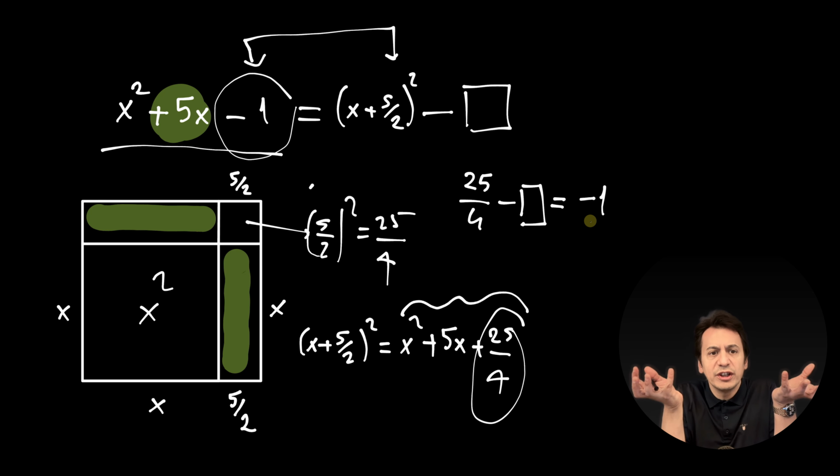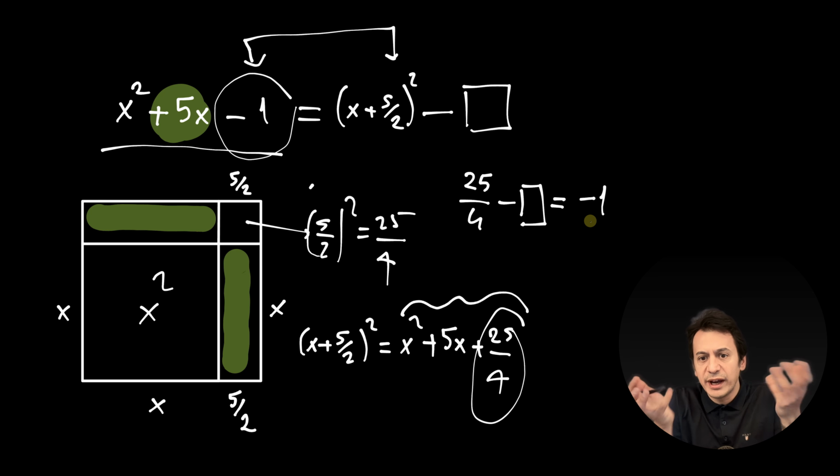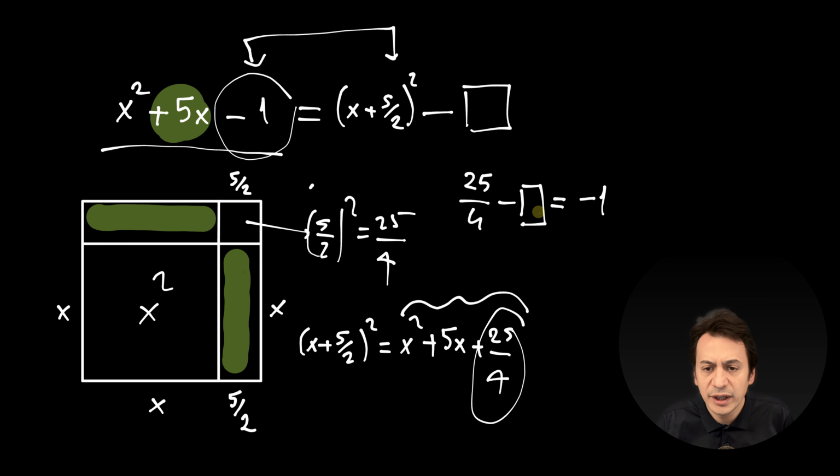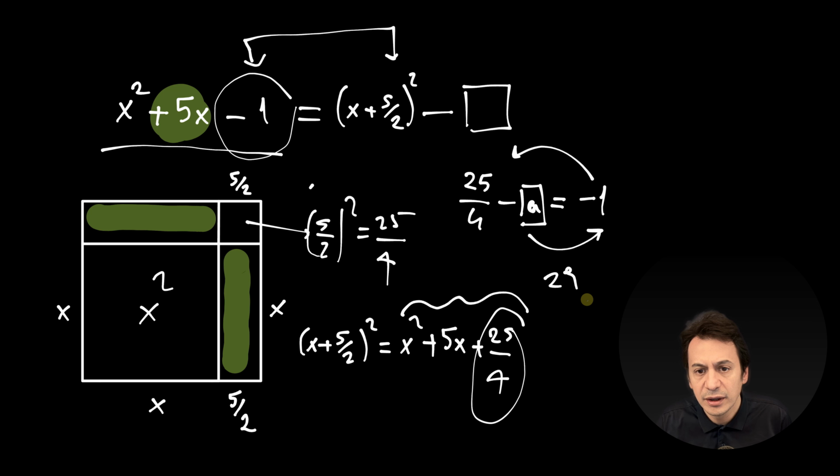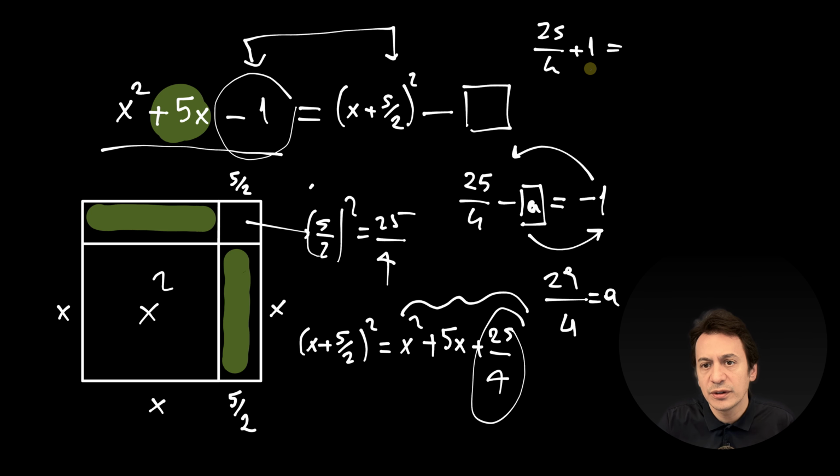So the equation is corrected. Okay, let's find that number. Let's call it A, okay? And then I bring it here, and I bring it to this side of the equation, and then it becomes 29 over 4 equals A. Let me show that to you. 25 over 4 plus 1 equals, I do this operation and then find 29 over 4.